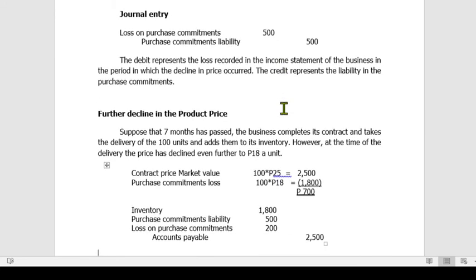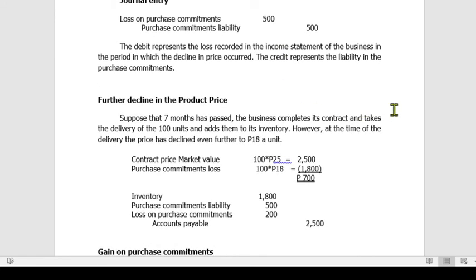Suppose that 7 months has passed, the business completes its contract and takes the delivery of the 100 units and adds them to its inventory. However, at the time of the delivery, the price has further declined to 18. So, nag-decline pa ng lalo after 7 months has passed and na-deliver na. The business completes the contract. How do you recognize the entire purchase commitment?